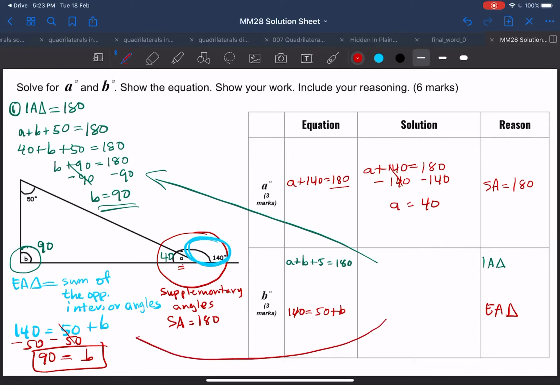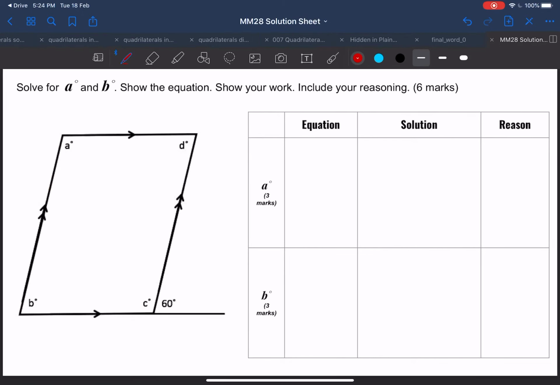And the solution is there. Okay, so that is for the first question. Let's go to the second question. Now again, what shape do you see here? Okay, this is a parallelogram.